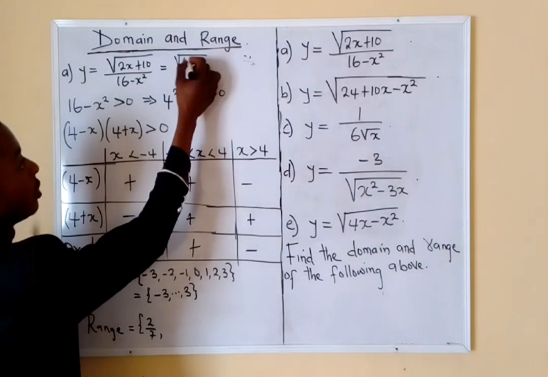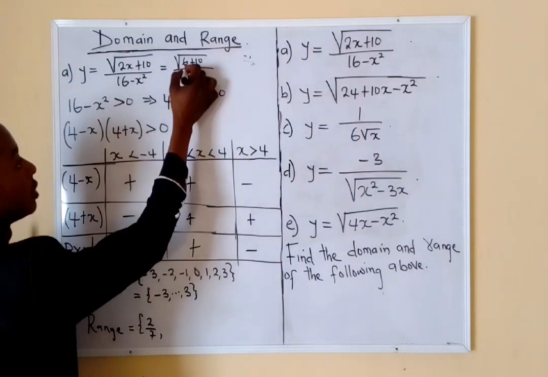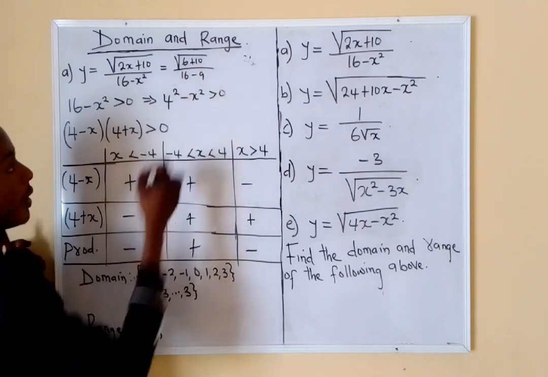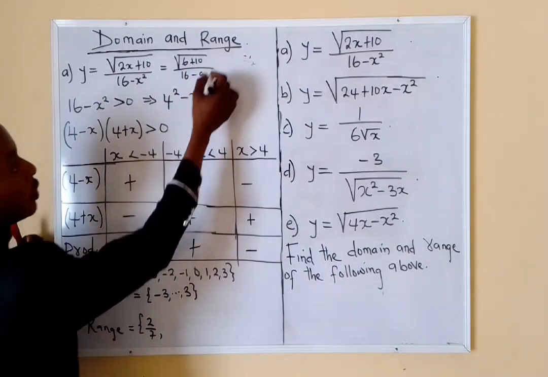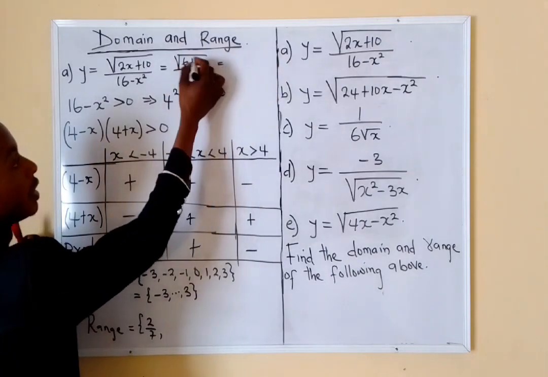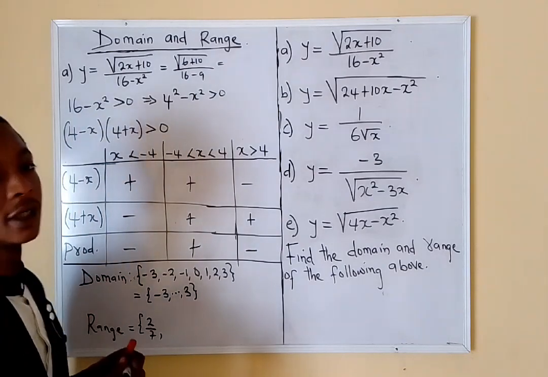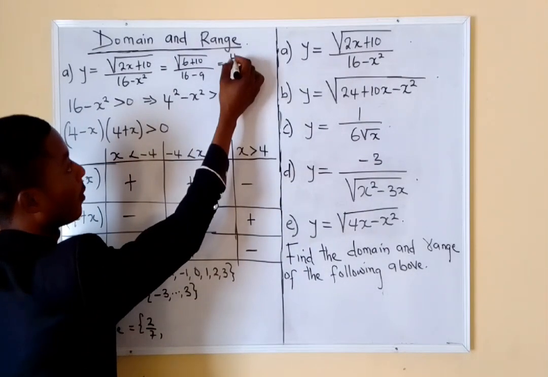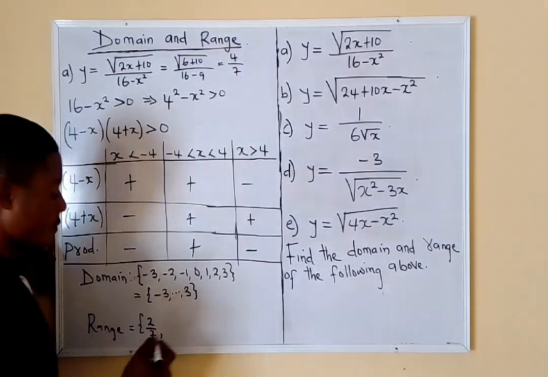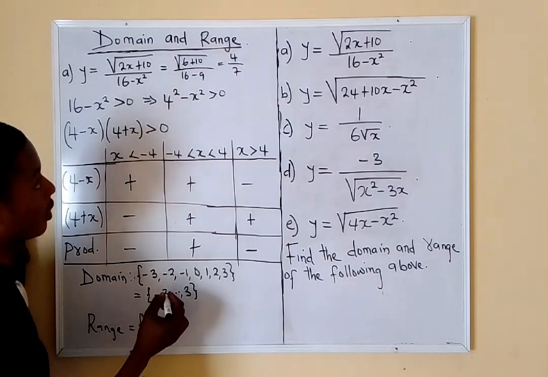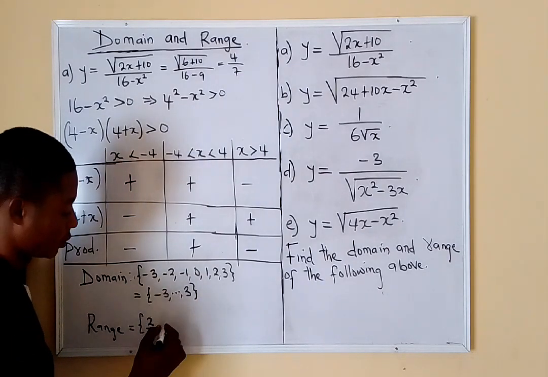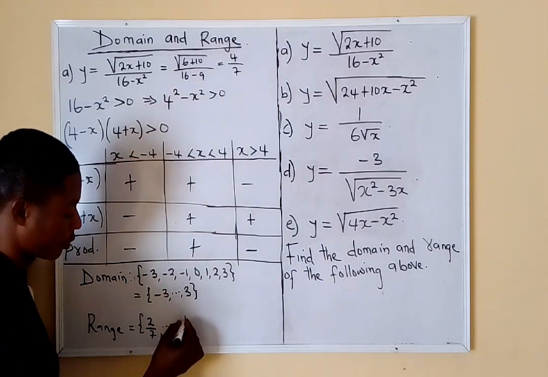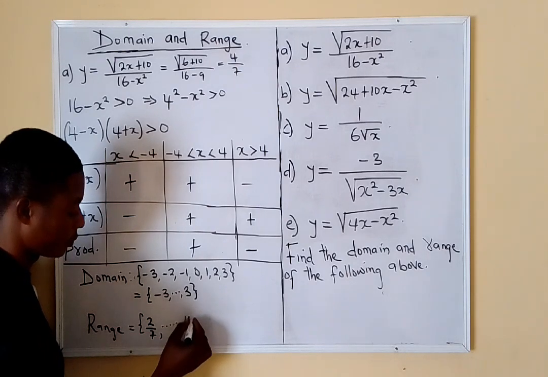So we have 4 over 7. There are other values in between. 4 over 7. So this is how to calculate our domain. So this is our domain. This value stands for our domain. This stands for our range. So that's how to solve the first question. Alright, we are done with that. We'll proceed to the second question.